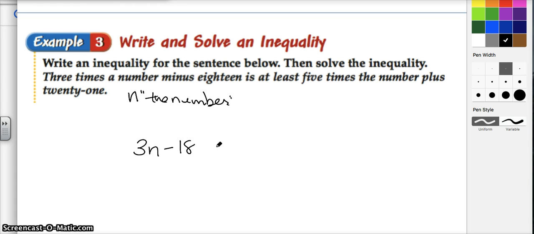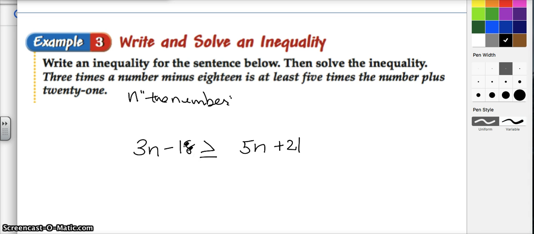Now this is always tricky for me, so I have to think about it. If somebody is at least 100 pounds, could they be more than 100 pounds? Could they be less than 100 pounds? When I hear somebody is at least, let's say, 100 pounds, that means they're 100 pounds or greater. So when I read 3n minus 18 is at least, it means it's equal to or greater than the thing I'm about to talk about. The smallest that it could be is this or more. It's at least 5 times the number, that's 5n, plus 21.